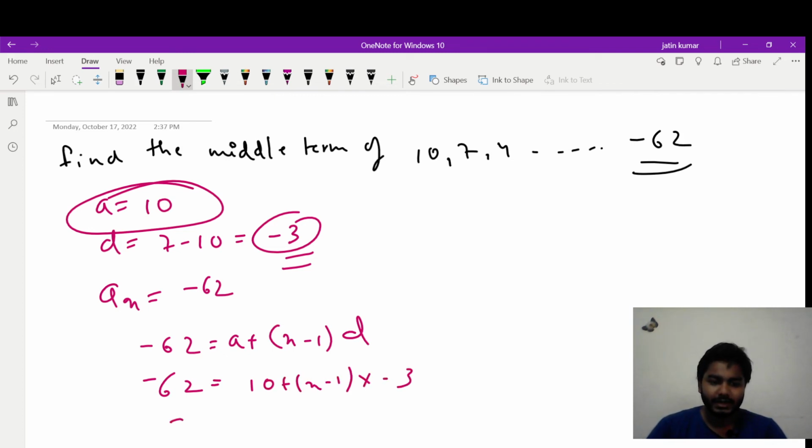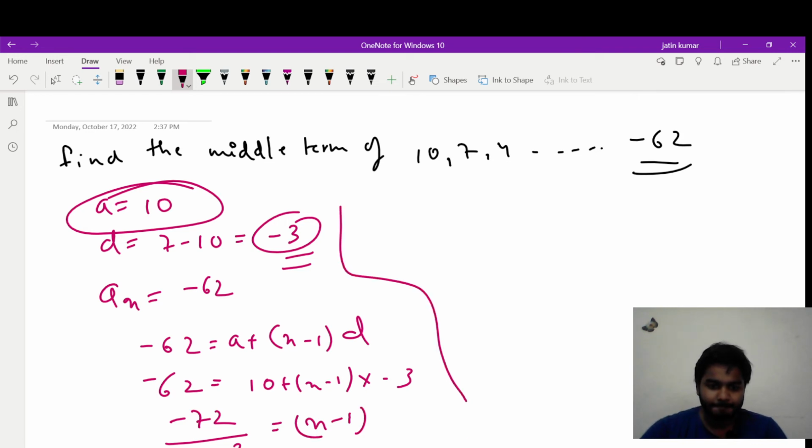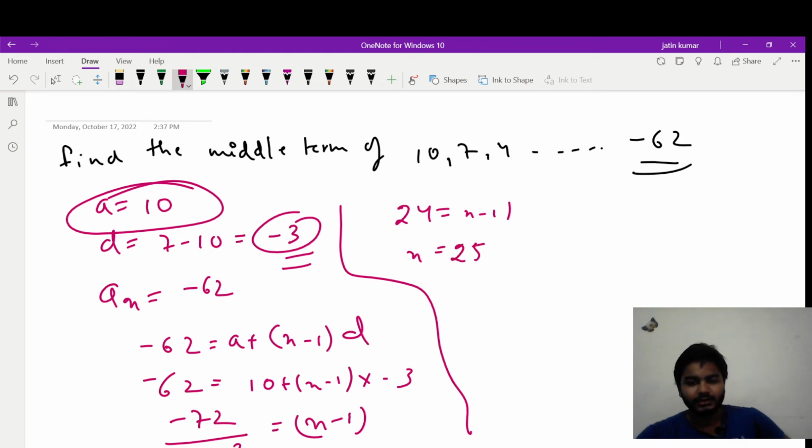Now minus 72, 10 goes to the other side, so it becomes minus, and minus minus becomes plus, so minus 72 upon minus 3 is equal to n minus 1. Okay, so in the table of 3, when does 72 come? 3 2s are 6, 3 24s, so 24th. So 24 is equal to n minus 1. So n will be 25. Now there are 25 terms in this AP.